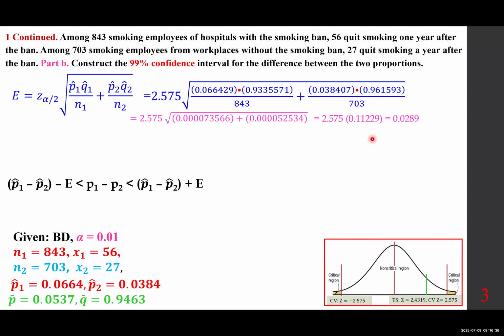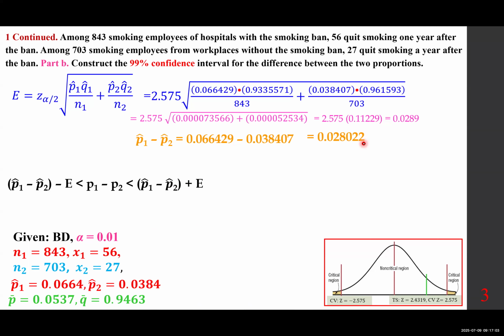Now, P1 hat minus P2 hat is the difference between the two numbers. Now, notice what I have here versus what I wrote here. I want to use more decimals here. Remember, ultimately at the end, you can do the rounding. So it gives you a better idea. So you have this number, and now you are going to subtract this number from it and add to it.